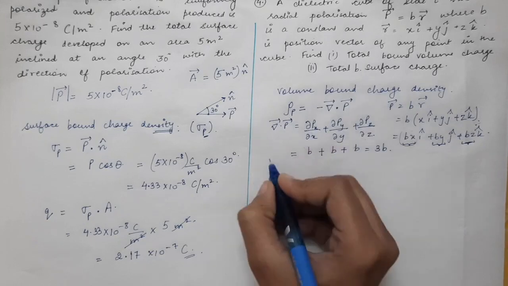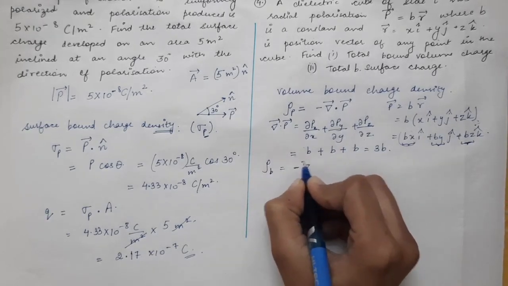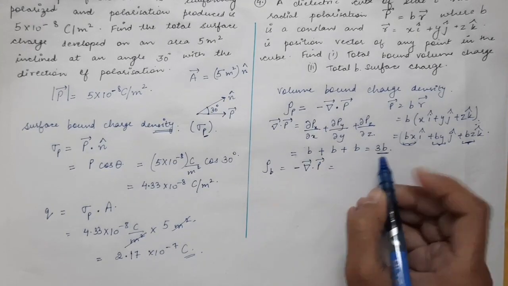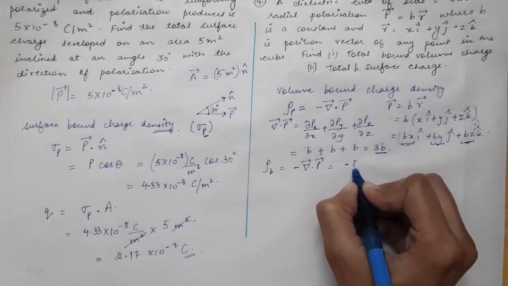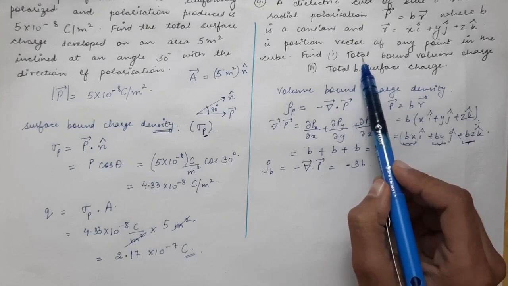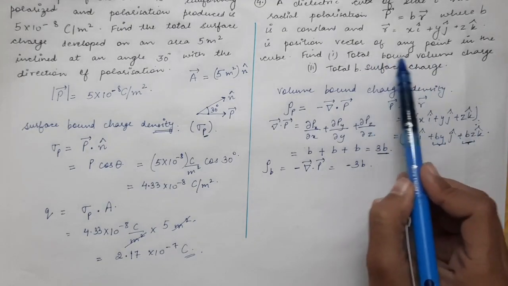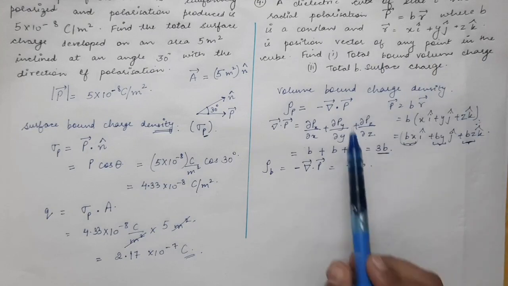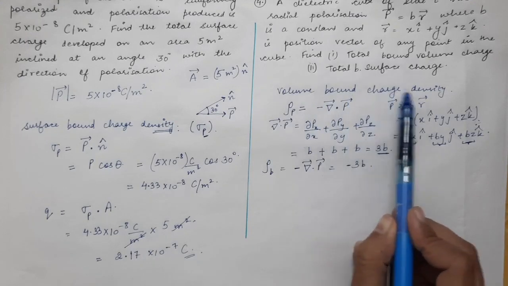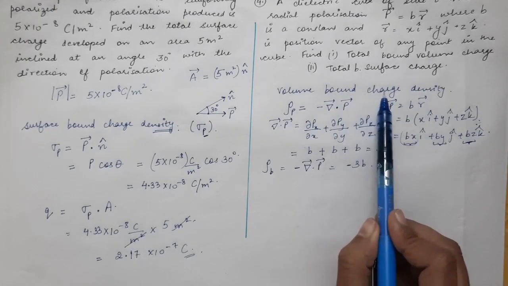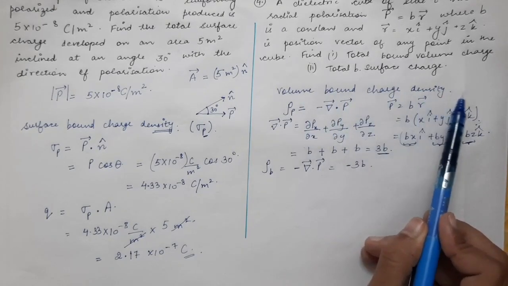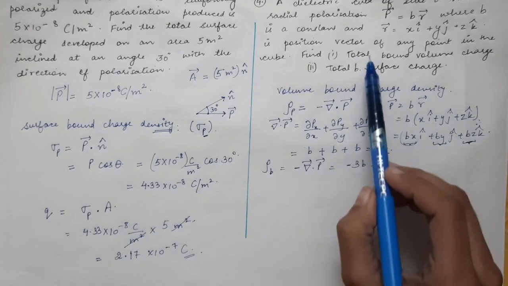Now volume bound charge density is equal to negative of divergence of vector P. From here we have divergence of vector P is 3b. So volume bound charge density will be equal to minus 3b. Now in the numerical we are asked to find the total bound volume charge. To find total bound volume charge, we have to multiply the volume bound charge density with the total volume. Volume bound charge density is the amount of bound charge which is present in unit volume. So if we multiply volume bound charge density with the total volume, that will give us the total bound volume charge.